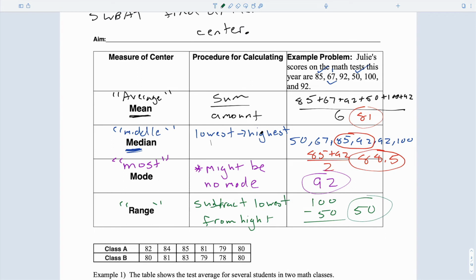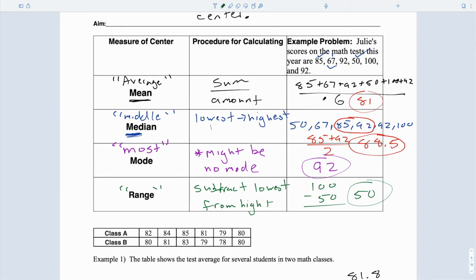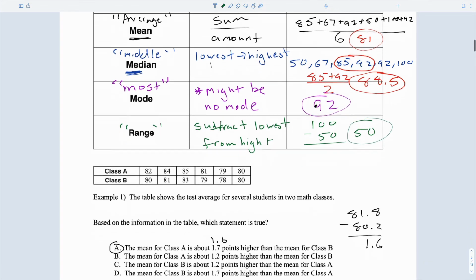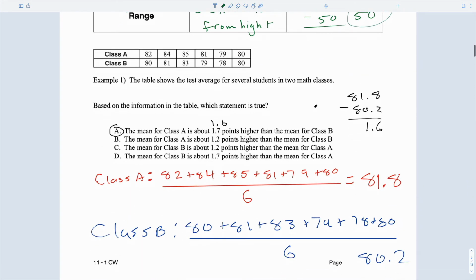So you want the mean in most situations. Median probably if you're doing a survey, because some people will just put in random things that they get the highest.